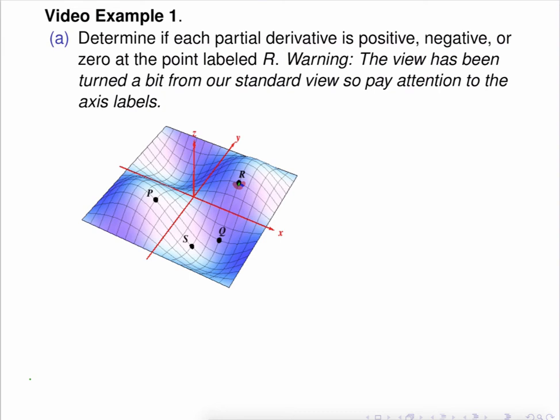In this example, we're going to look at several ways to estimate partial derivatives. In the first part, we just want to decide if each partial derivative, the partial with respect to x and the partial with respect to y, is positive, negative, or zero at the point r. We were given a warning that the view has been turned a little bit, so we should pay attention to our axis labels.